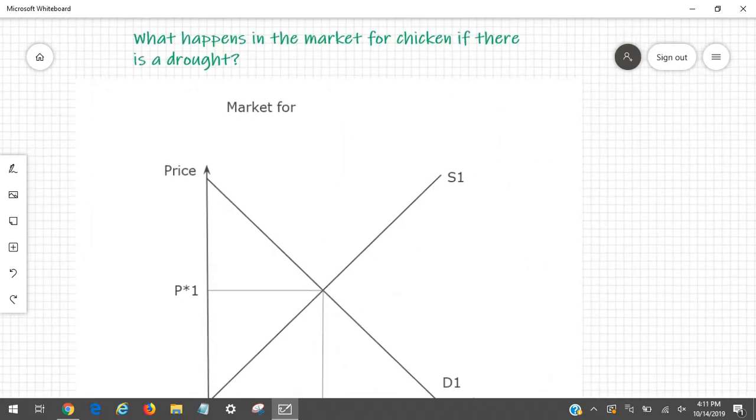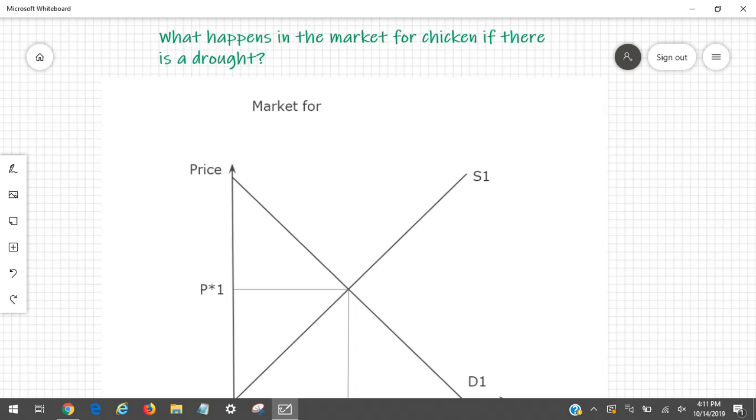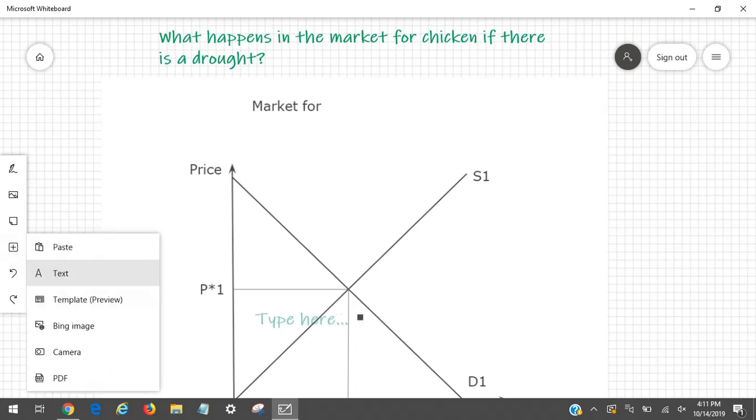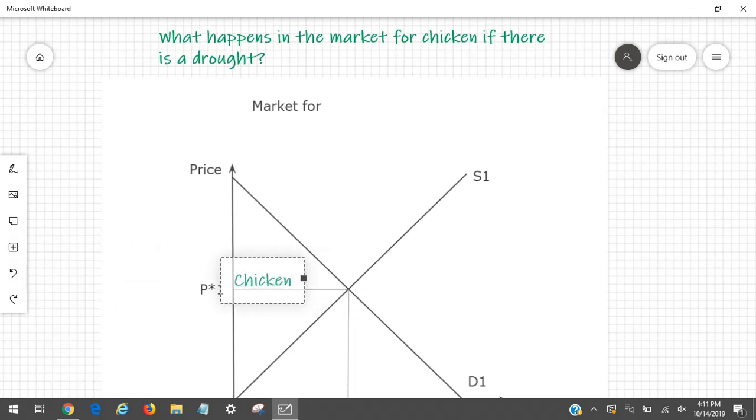All right, last one. What happens in the market for chicken if there is a drought? So we're back to talking about the generic market for all chicken. And they say, what happens if there's a drought? Okay, well, a drought is a bad thing for suppliers, right? Drought means there's not a lot of rain. So I know from experience that chickens don't do super well in extreme conditions. So the drought is bad for suppliers.